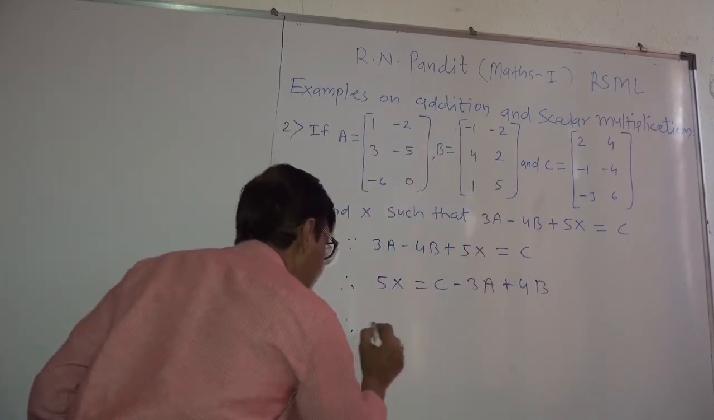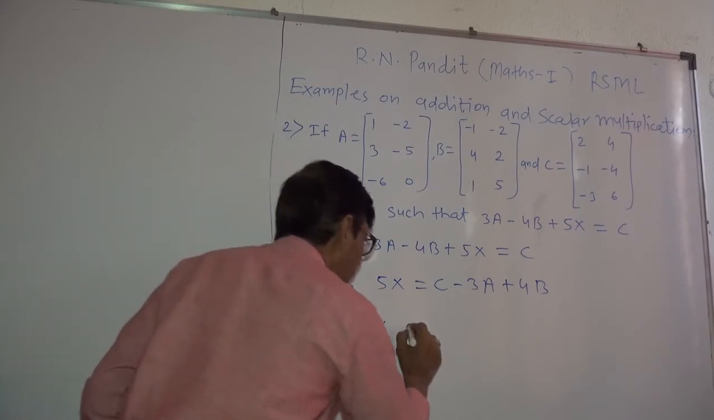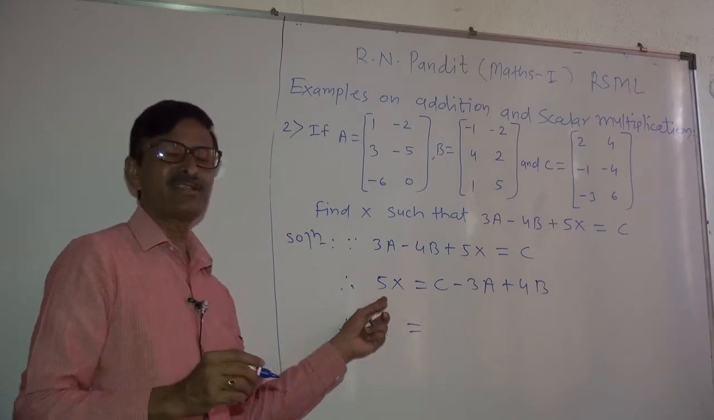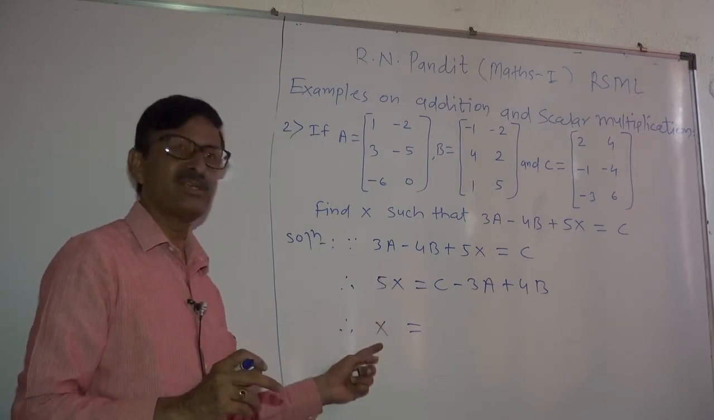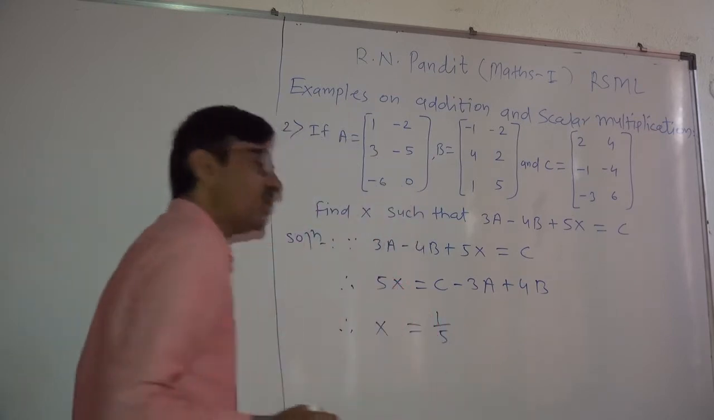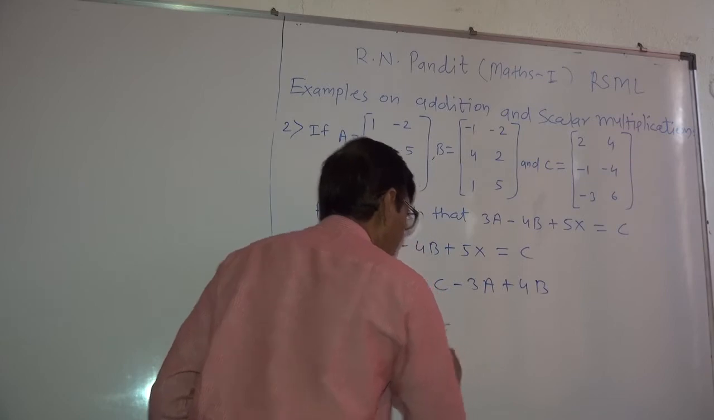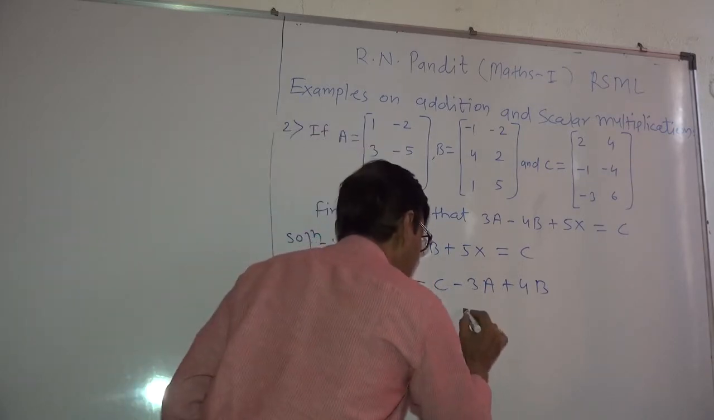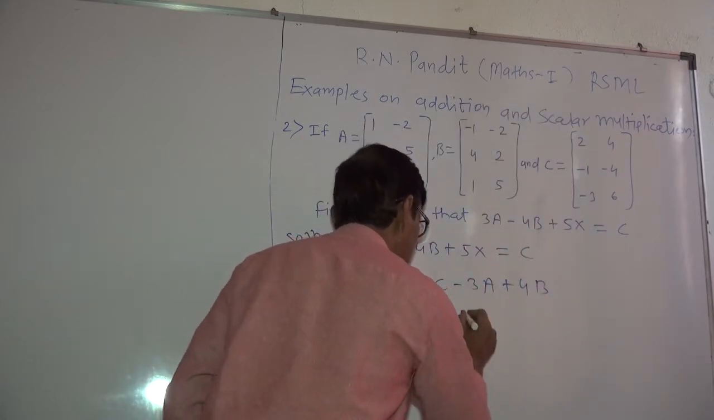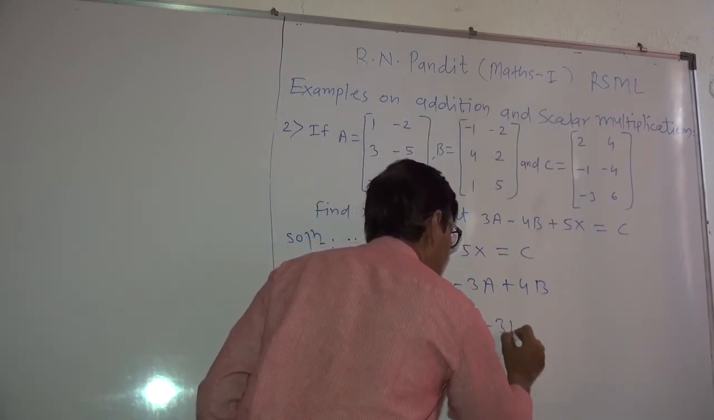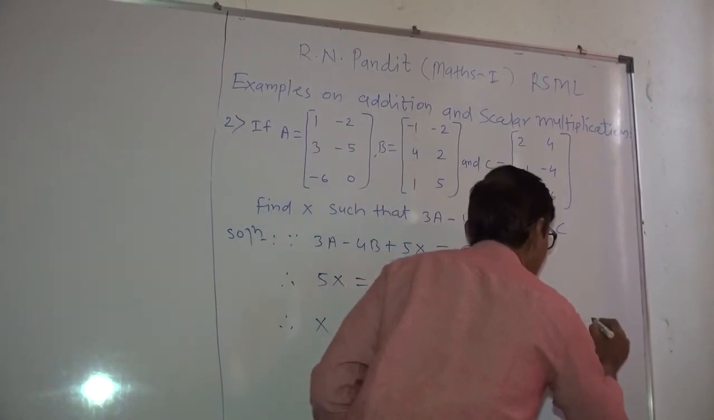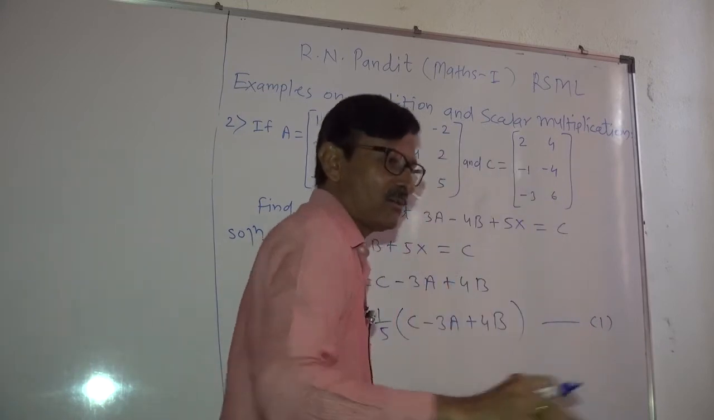Therefore, now what is the value of X? To remove this 5, we have to divide both sides by 5. So, if I divide the left hand side by 5, 5 gets cancelled, and now here remaining X only, and dividing also the right hand side by 5, or multiplying by 1 by 5, inside the bracket the expression is C minus 3A plus 4B. Now, we say that this is the formula for finding X.